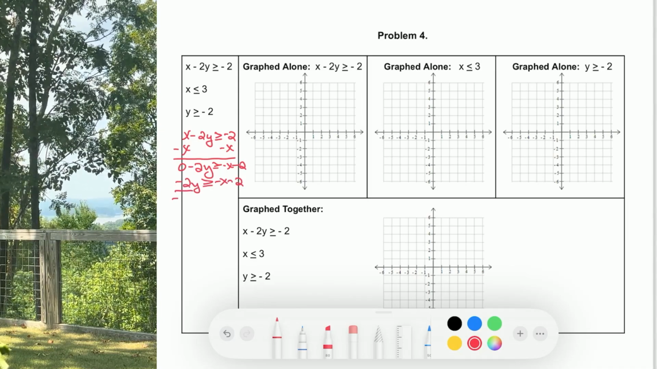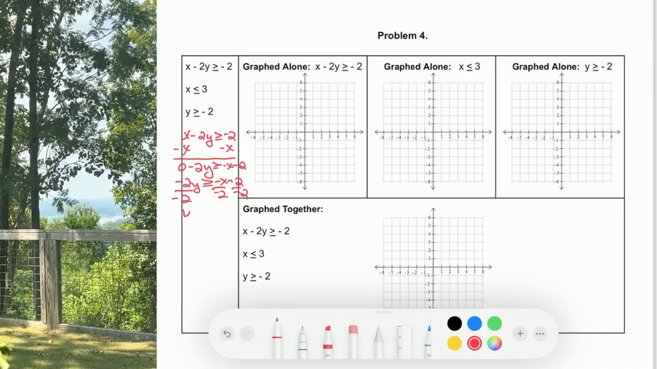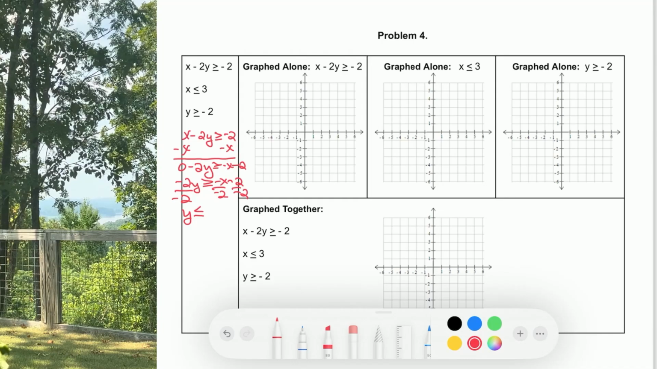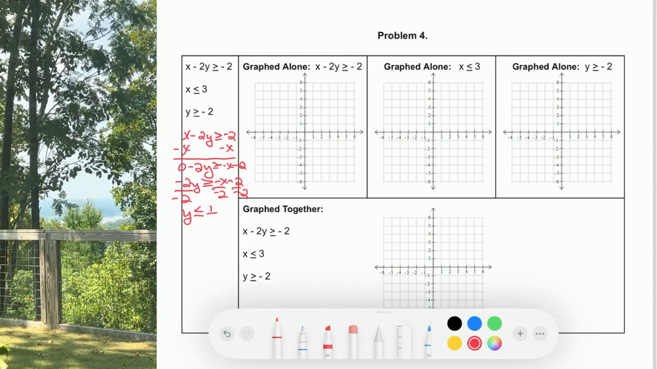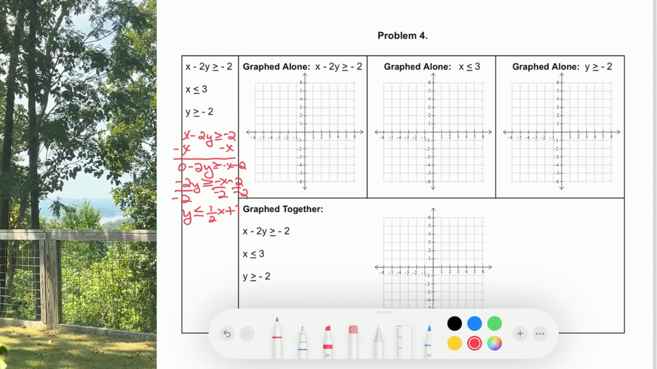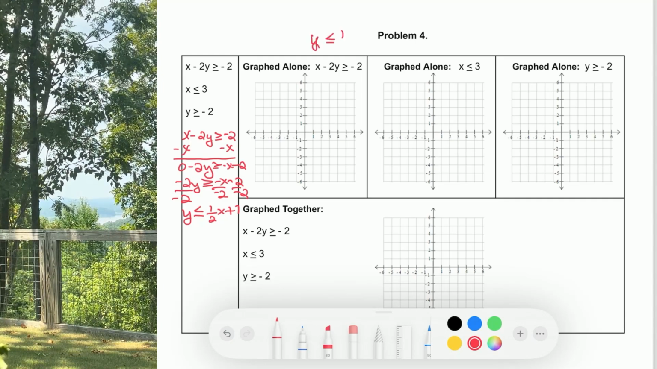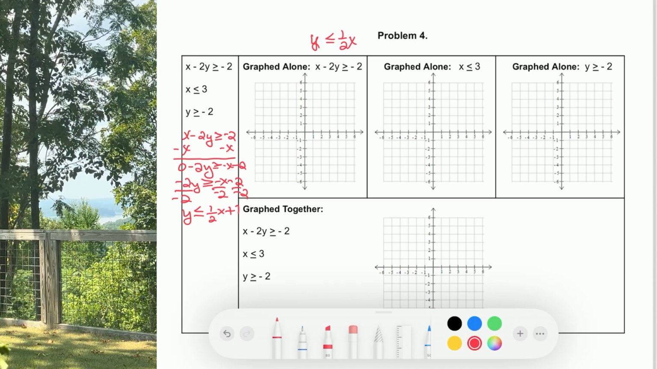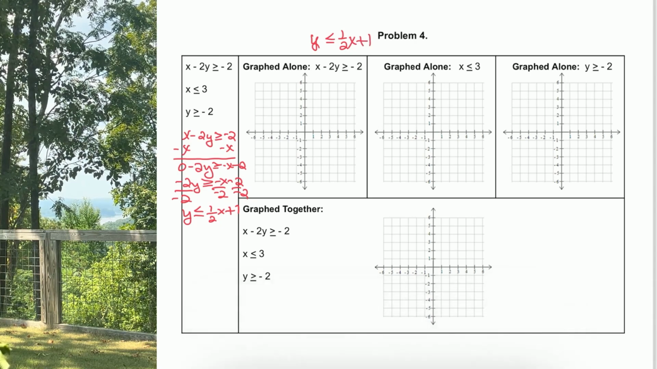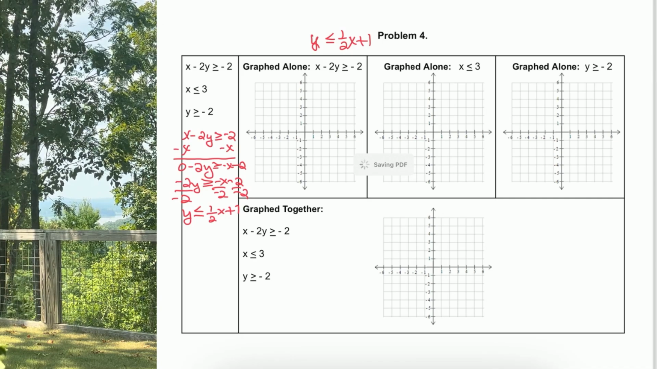Divide everything by that negative 2. And when we do that, we need to flip our inequality because it's a negative number. And that gives us a positive 1/2 x plus 1. All right, so I'm going to write that above here just so we have it to look at when we go to plot the line. And I'm also going to write it next to this one down here when we graph them all together.